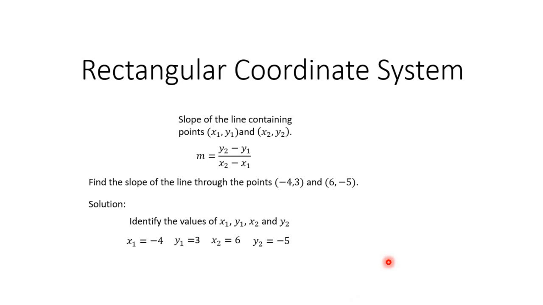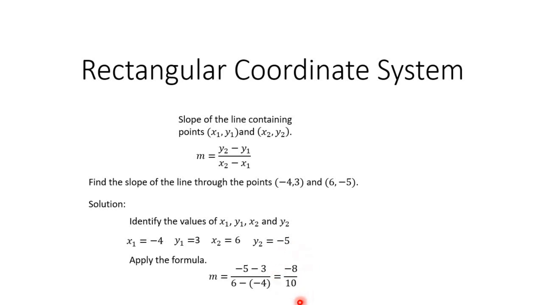So let's identify those formally. Once we've identified those, we just plug them into the formula. So it's going to be y2, which is -5, minus y1, which is 3. So -5 minus 3 is the numerator. In the denominator is going to be x2, which is 6, minus x1, which is -4, 6 minus -4. Well, -5 minus 3 is -8, and 6 minus -4 is actually 6 plus 4, or 10. So we get -8 over 10.